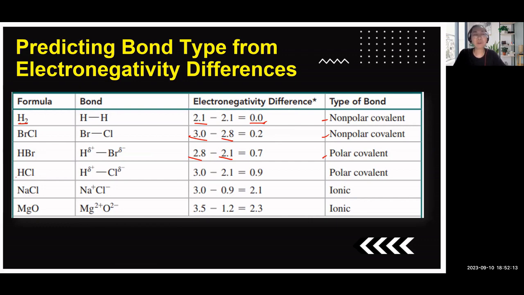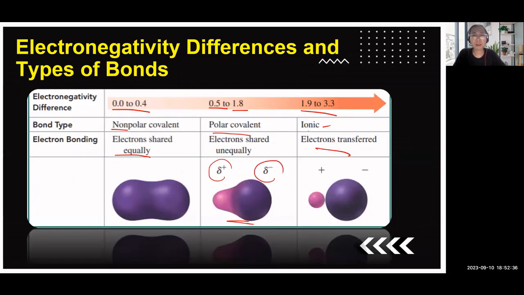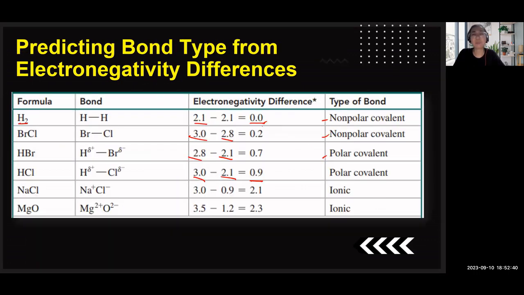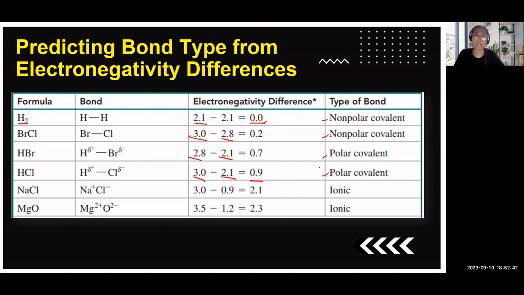And the next one is hydrochloric acid, so this one is HCl. Again, for chlorine, the electronegativity value is 3, and then 2.1 is the electronegativity value of hydrogen. If you get the difference of that, it's 0.9. So this is relatively higher. Remember that if you have a higher value, it now falls in the range of 0.5 to 1.8. Therefore, we say that it is polar covalent.